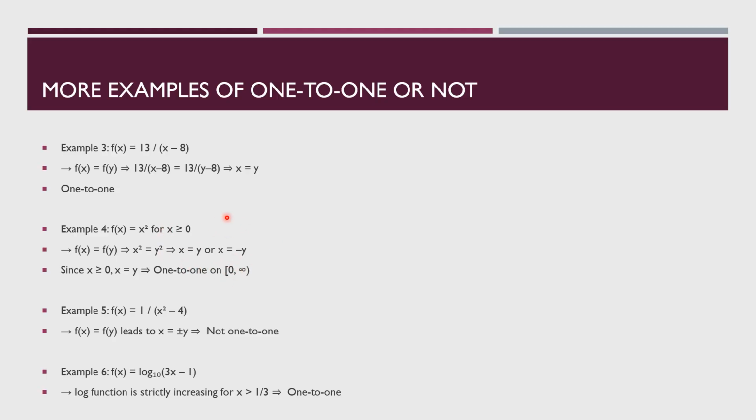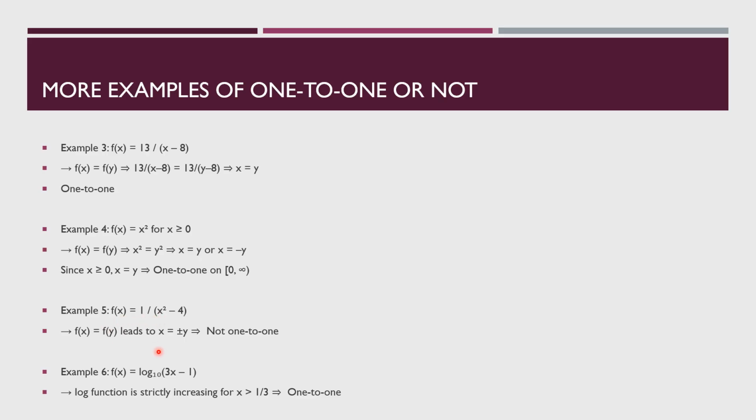But since we have a condition that x is greater than or equal to 0, it means that it cannot be negative. So automatically x is equal to y. So this qualifies to be a one-to-one function in this bounded range. Good. So within this bounded range, it is one-to-one. So let's move to the next one.